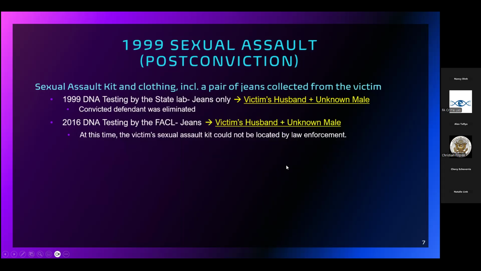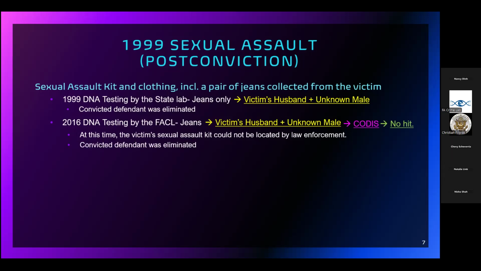And I got the same results as the first lab. Victim's husband, unknown male. We submitted these results to CODIS and no hit. So the convicted defendant was yet again eliminated. Interestingly enough, we compared the other man's DNA profile and he was also eliminated. So this was starting to feel like the real deal.